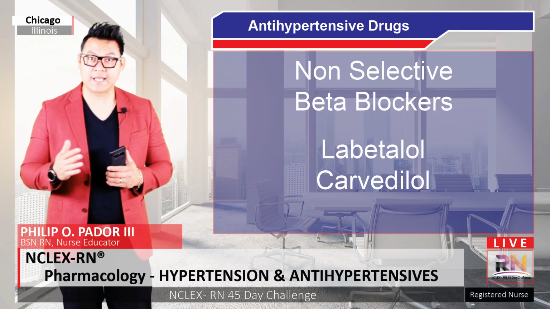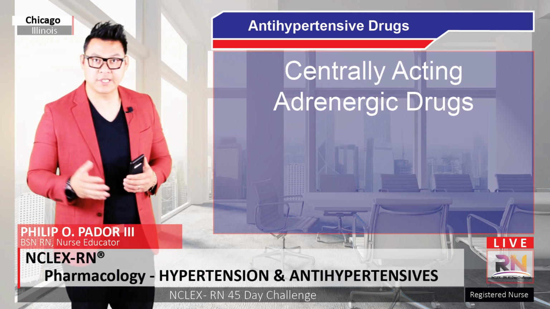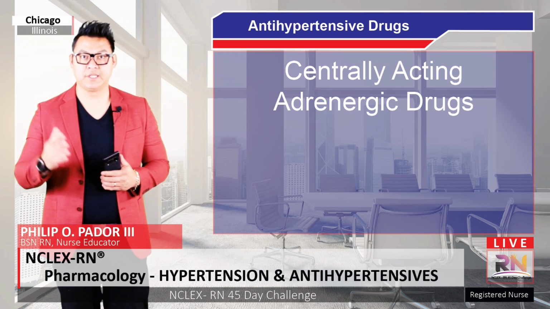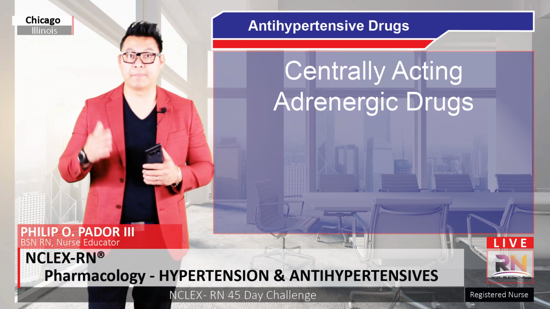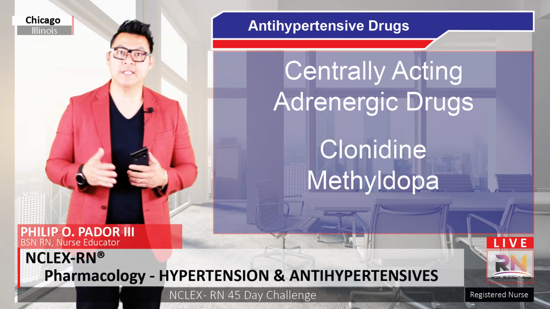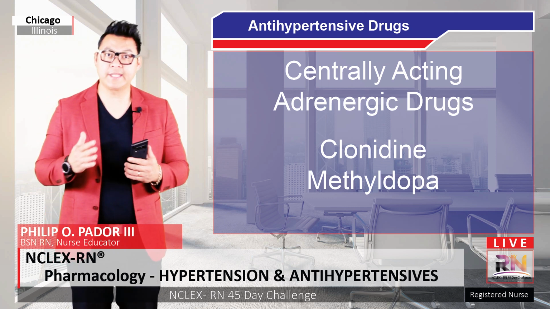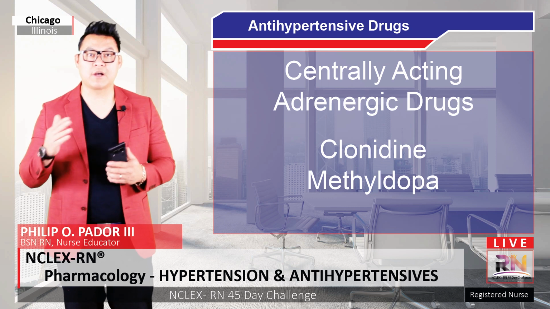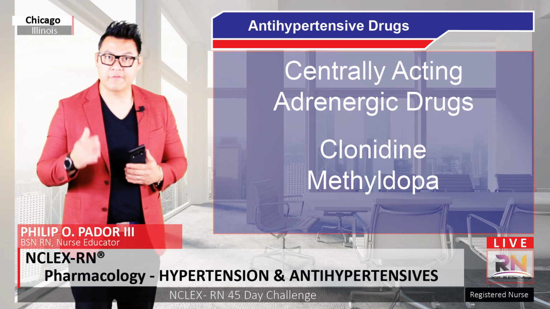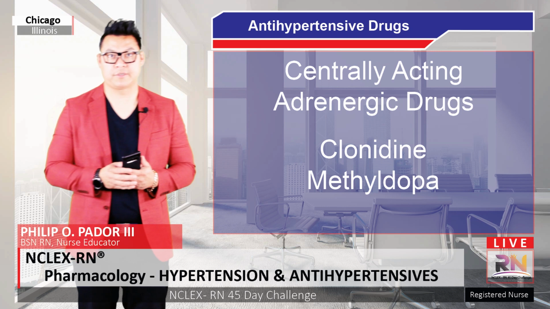Now, the next major class of antihypertensive agents are centrally acting adrenergic drugs, which work by blocking sympathetic activity within the brain. Examples of drugs that belong to this class are clonidine and methyldopa. Now, clonidine selectively stimulates presynaptic alpha-2 receptors, thus providing negative feedback to reduce catecholamine production and release. This leads to a decrease in systemic vascular resistance and cardiac output and ultimately decreased blood pressure.